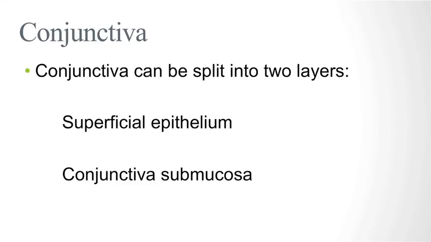Conjunctival submucosa consists of fine, delicate connective tissue. In its superficial part are large collections of lymphocytes. The deeper part of the submucosa contains denser fibrous tissue and the blood vessels, nerves, smooth muscle, and accessory lacrimal glands.